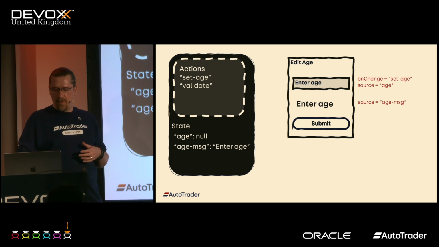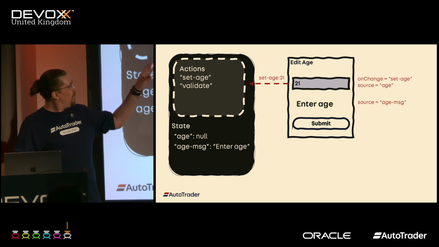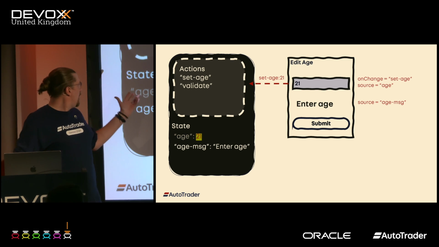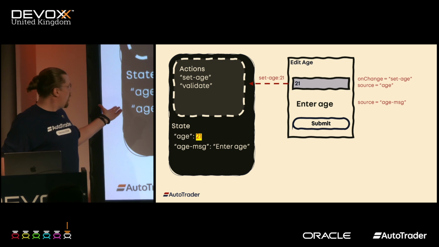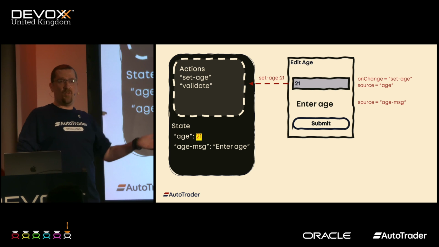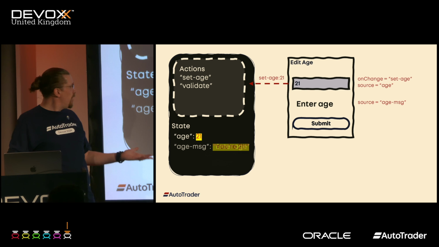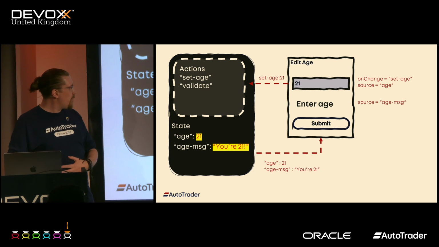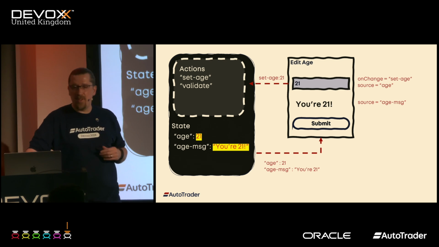Now, if I input my age, 21, into that text field, I'll set the age on the store. Because it's done through an action, it can update the age field, but it can also do other things. It can do anything you want. I mean, we don't know what the actions do. It's just an action, and we're calling it. So it could update the age message as well. That sends back to the UI. The UI updates with my correct age of 21.